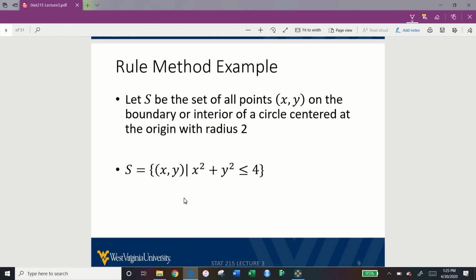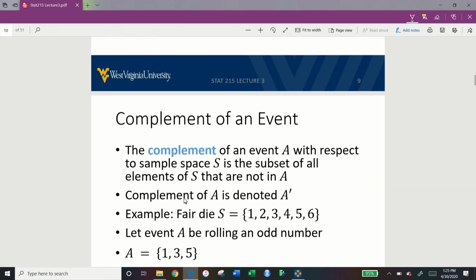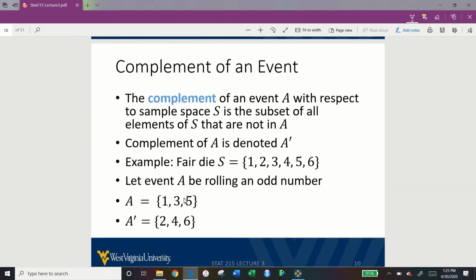Now that we've gotten a good idea of the sample space, let's get into some rules, starting with the complement. The complement of event A with respect to sample space S is the subset of all elements of S that are not in A. When we denote the complement of A, we do it as A prime.